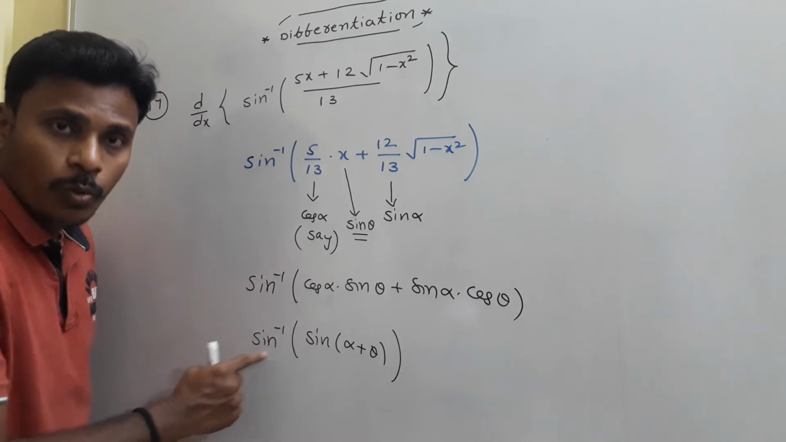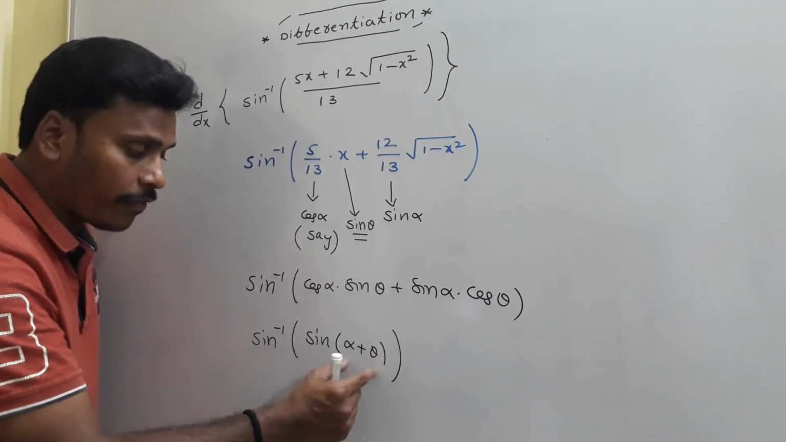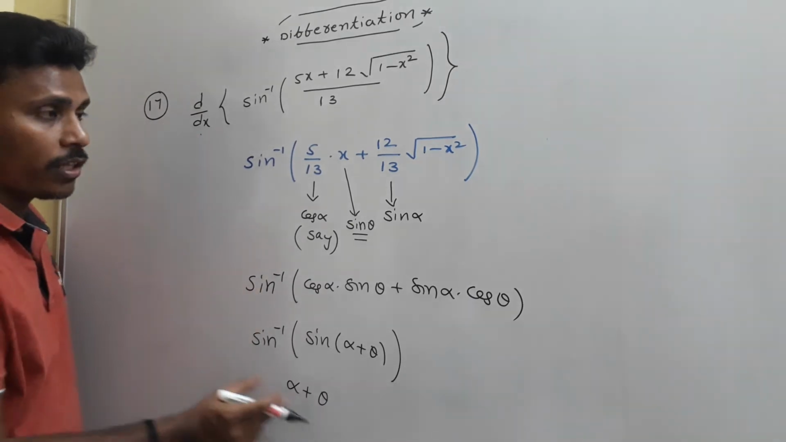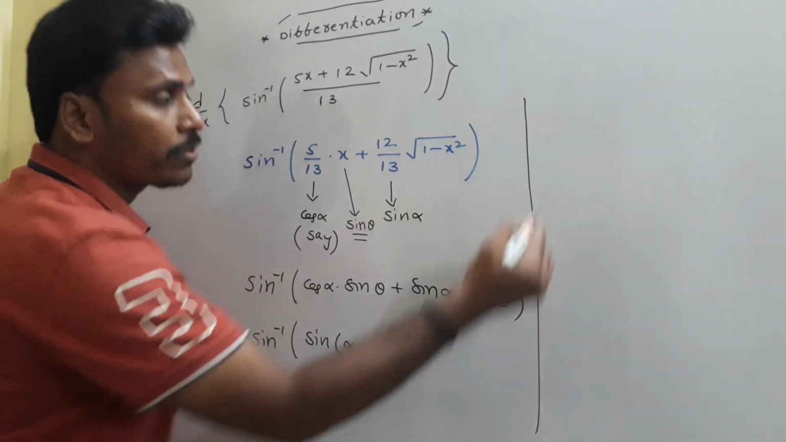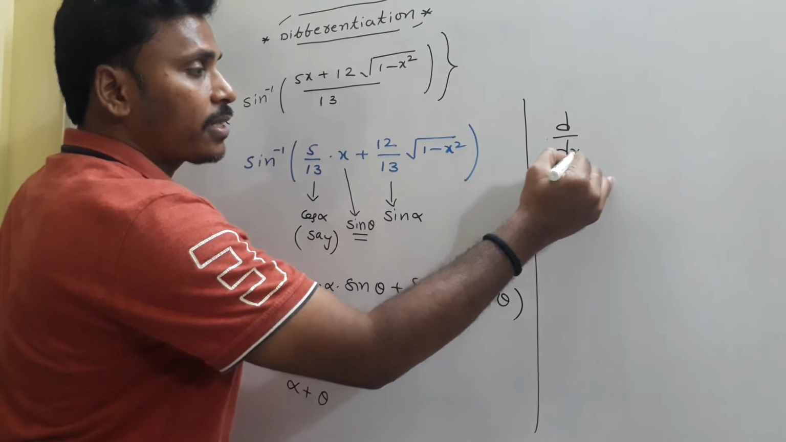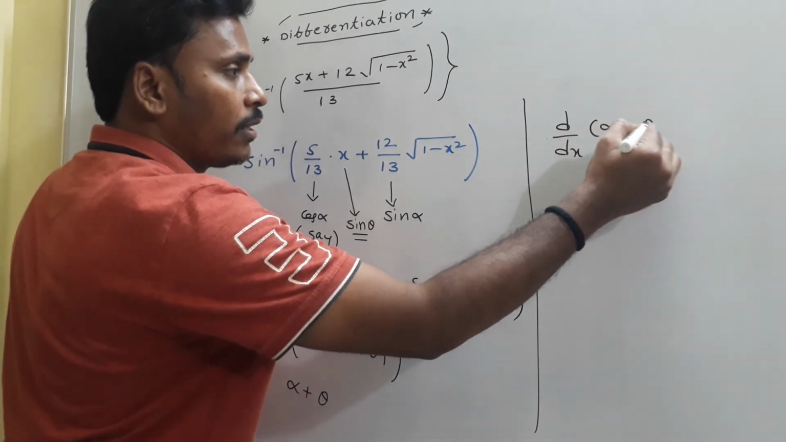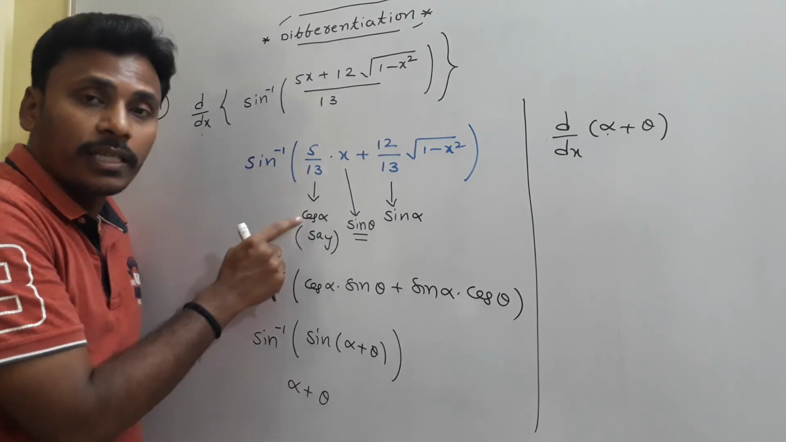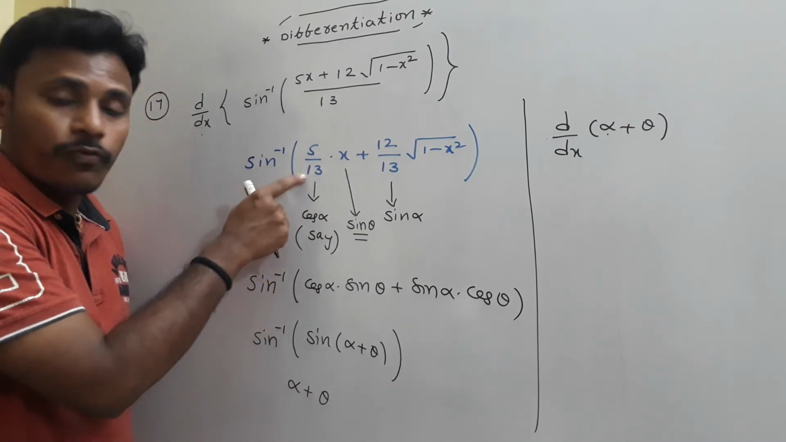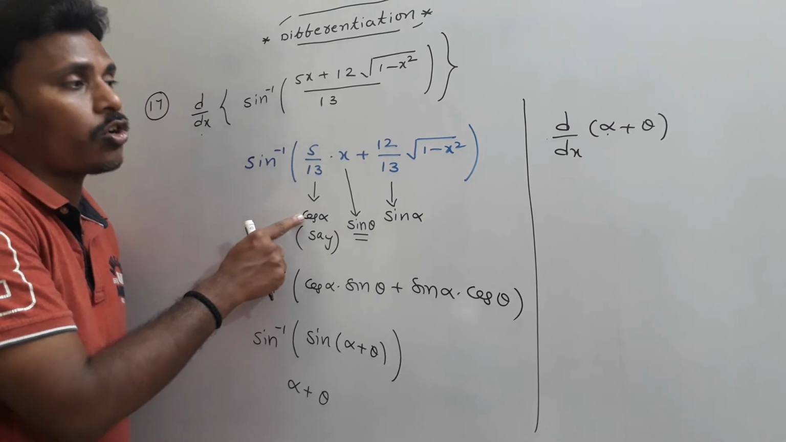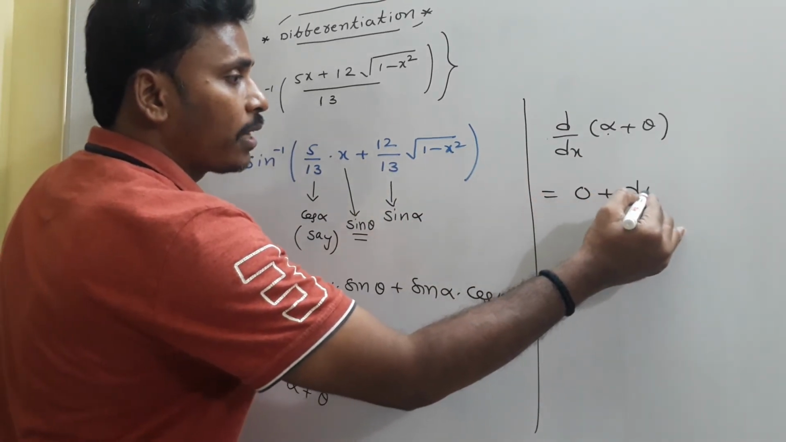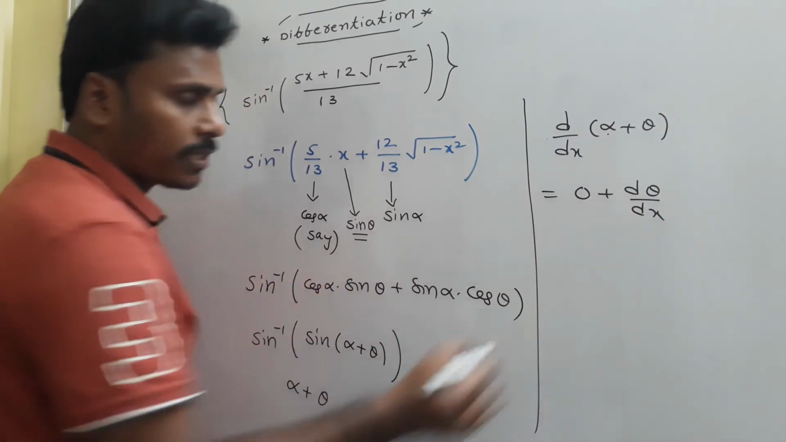Now this sin inverse and sin get cancelled. We are left with alpha plus theta, and we need to apply d by dx to this alpha plus theta. Then it becomes d by dx of alpha plus theta. Here this alpha is a constant. Why? Because we took 5 by 13 as cos alpha. So since 5 by 13 is constant, cos alpha is constant. So for alpha the derivative is 0, plus d theta by dx.